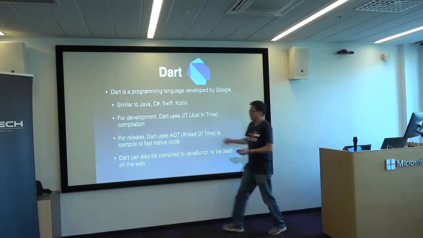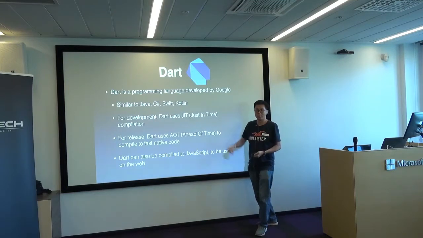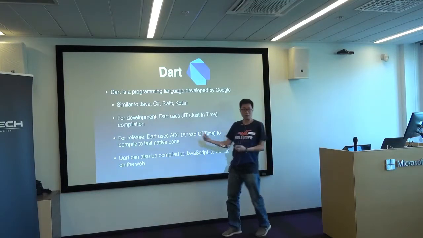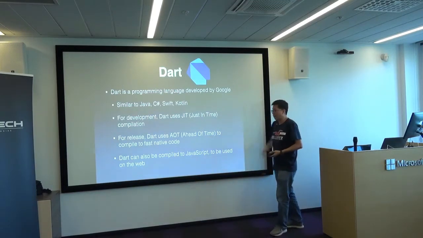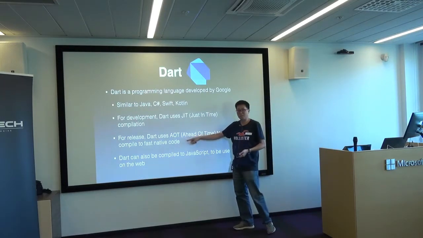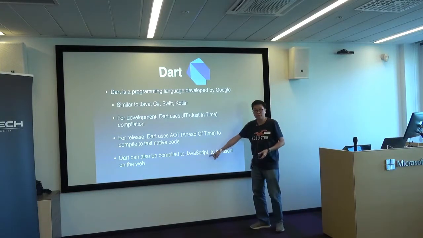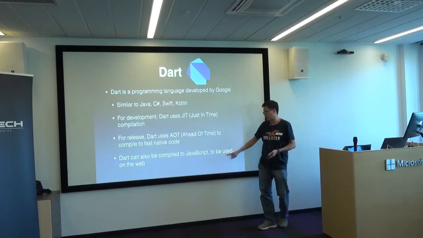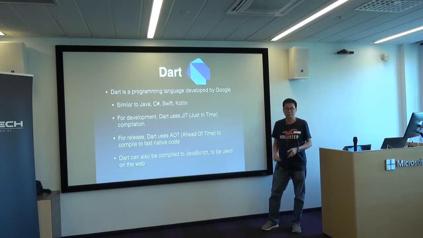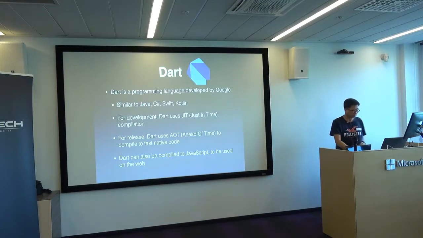Now, for development, Dart uses just-in-time compilation. So you can do something called hot reload. I'll show you later on. And for release, it uses ahead-of-time compilation so that it can compile to fast native code. And one other advantage of Dart is that it can be compiled to JavaScript to be used on the web. So that's something that is really, really exciting about Flutter.